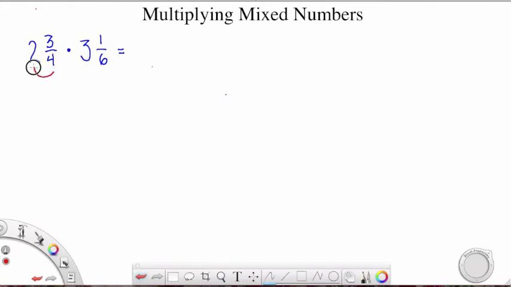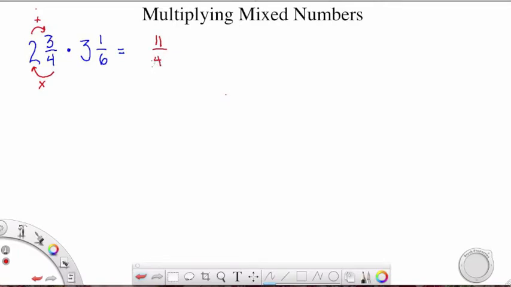And the first step is we take the denominator and we multiply it by the whole number. So it's going to be 4 times 2, which will give us 8, and then we add that product to the numerator. So we have 4 times 2 is 8 plus 3 is 11. So we have a new numerator of 11, and our denominator stays the same.